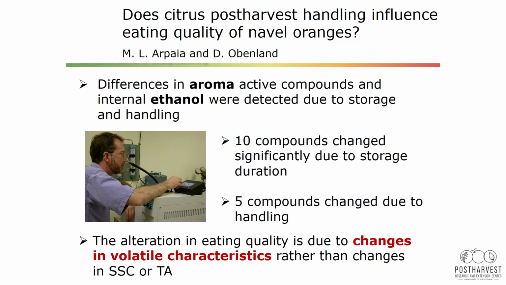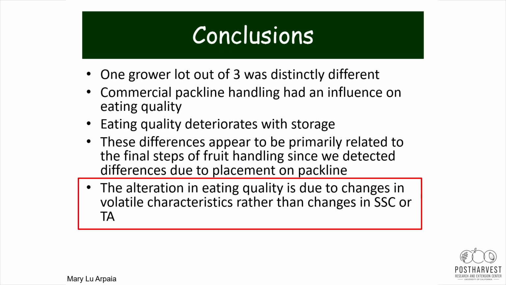And what they found was that really the drivers, what seemed to be the drivers for this difference in liking score, was due to volatiles. So there were 10 compounds changing during the storage and 5 compounds changing just during handling on the packing line between field bin and the packed box. Okay. So really, the alteration in eating quality was not due to soluble solid content or titratable acidity. It was really due to volatiles changing.